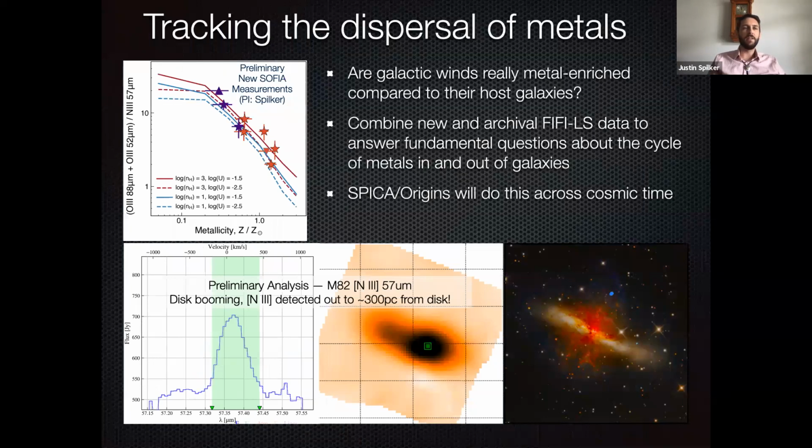And so this is the part of this analysis that's really still very preliminary. I've been working on a program using resolved FIFI-LS data on M82, that prototypical galactic wind. And the idea is that we're basically going to try to map the metallicity out into the outflow of M82 and compare that with the disk. So I don't have a whole heck of a lot to show about this yet. I just wanted to flash that this really does appear to be working. In the galactic disk of M82, we really easily, strongly detect N3, the 57 micron line. That's good because if we hadn't detected it, I would have been in big trouble.